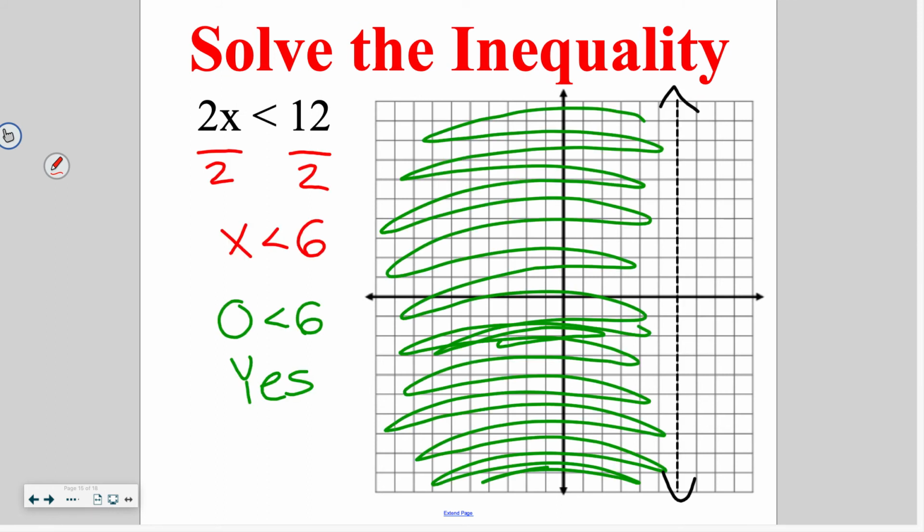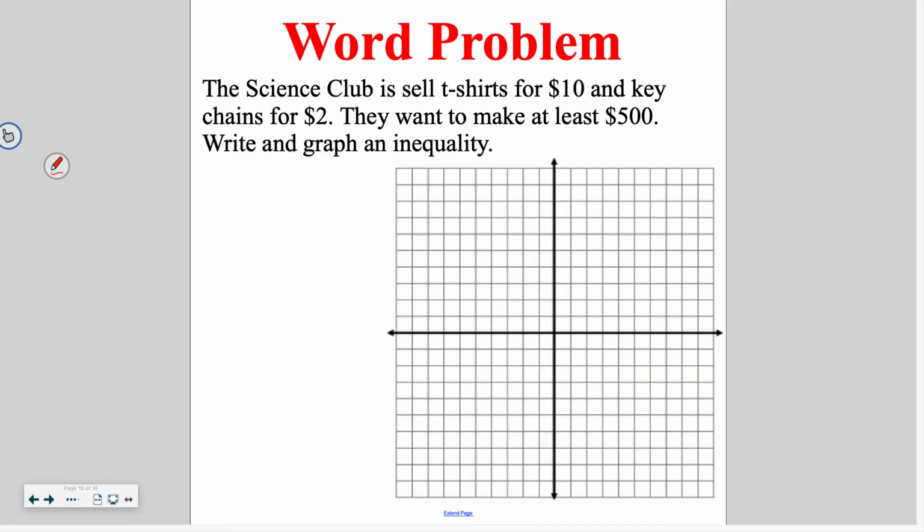When we solve, this is now an x, so that gives me that vertical line. 0 is part of the solution set, so we shaded to the left of that line. Last thing we're going to go through, quick word problem here.